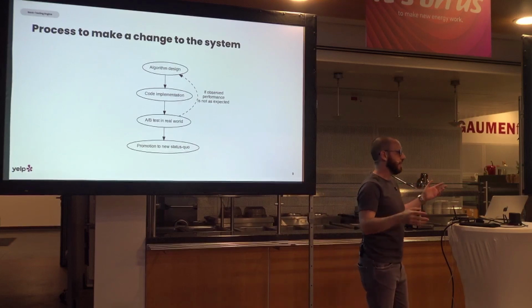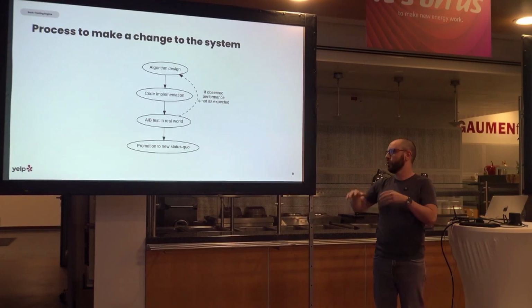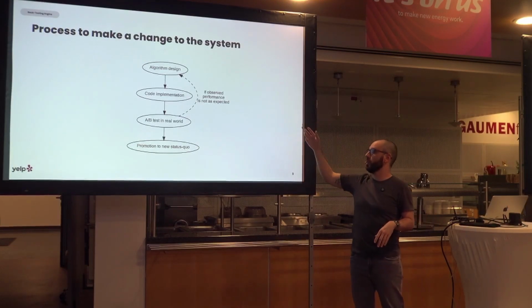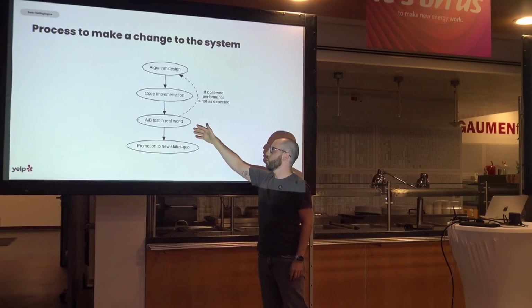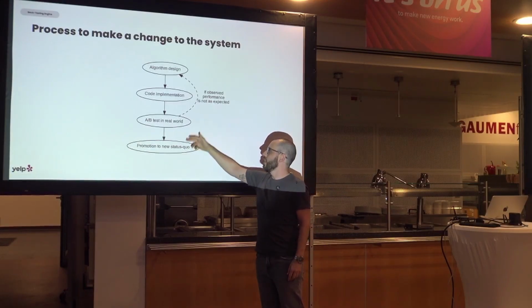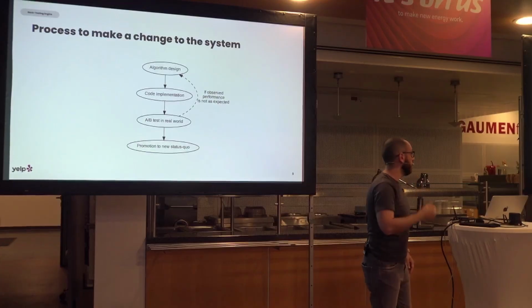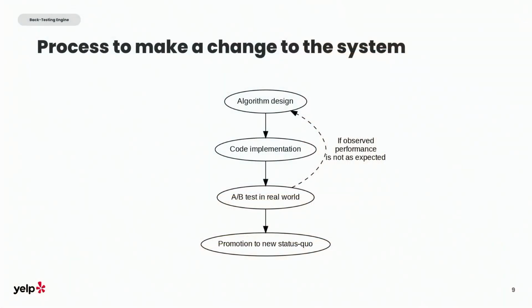So let's say you split your campaigns randomly and you send half of your campaigns to the existing algorithm and half of your campaigns to the new algorithm. And then if the performance is better than the status quo, then you promote this new algorithm. This is perfect. This is the golden standard.